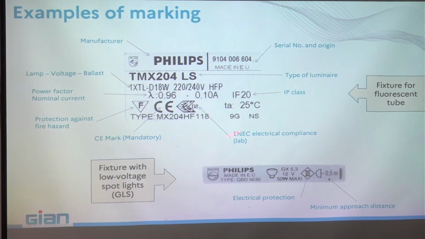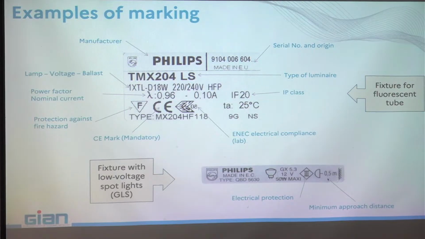Here is an old ballast from Philips, a ferromagnetic one for fluorescent lamps. What can you find on the top? First, the manufacturer, the serial number and origin. This is important for tracking if there is a problem. With that number, the manufacturer can know that there was a problem that day with the operator who certified the product, and they may look if other products in the same series may have the same problem. Okay? Traceability.